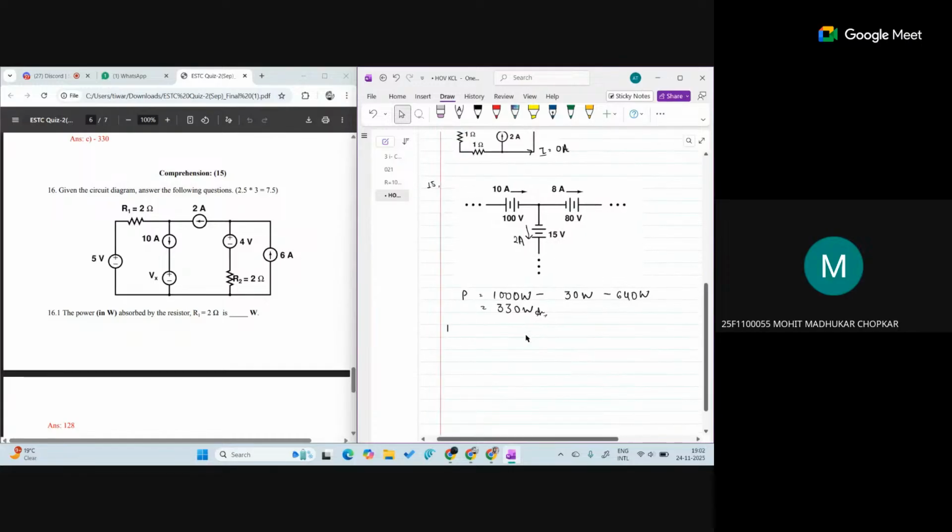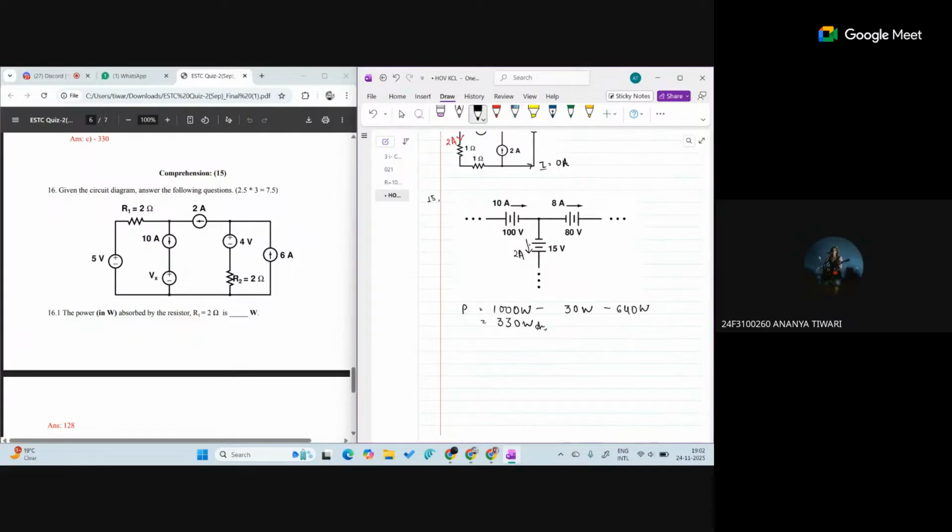See, what we have to do is find the absorbed power. So this is already absorbing power, so this will be positive. So my answer is positive. Yes, definitely. And this one is delivering power. So if it is delivering, we will write absorbing as negative.